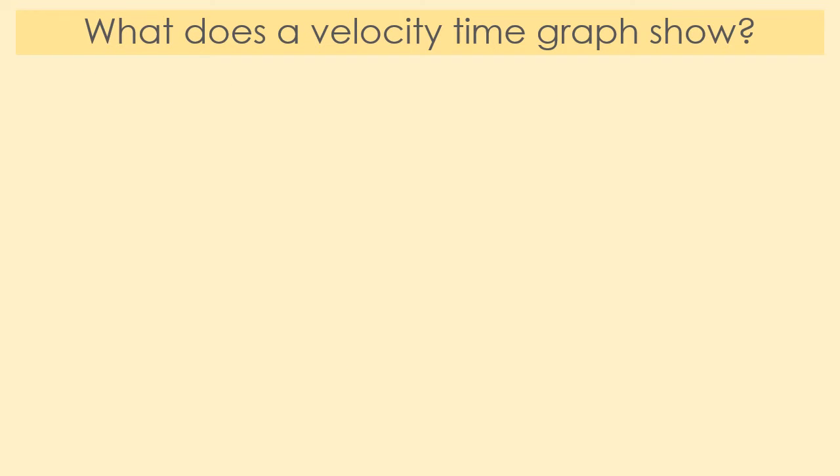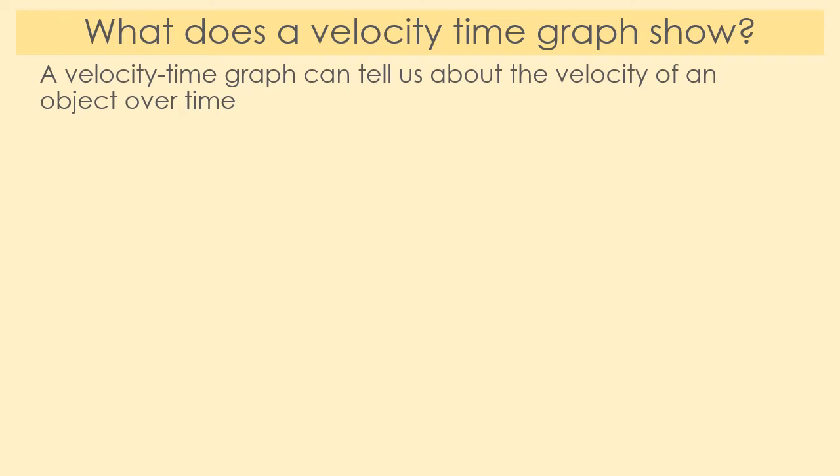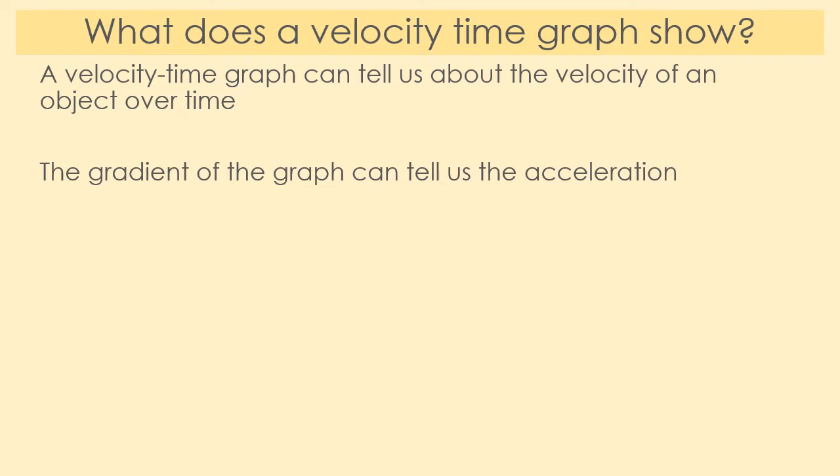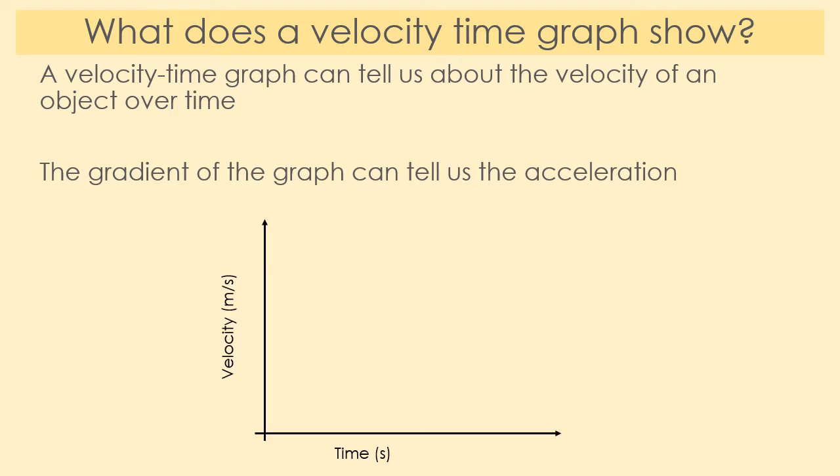So we're going to have a look at what a velocity time graph shows. It can tell us a lot about the velocity of an object over time. A distance time graph told us something about the distance. We could infer things about the velocity from the gradient. A velocity time graph tells us about the velocity of an object over time. And the gradient of the graph will tell us the acceleration. Just like a distance time graph, the gradient told us the velocity.